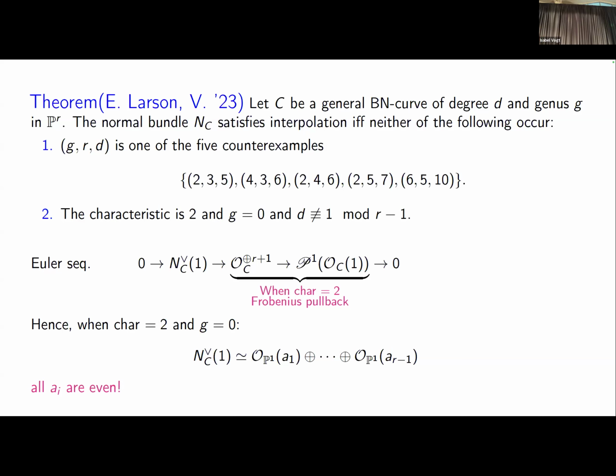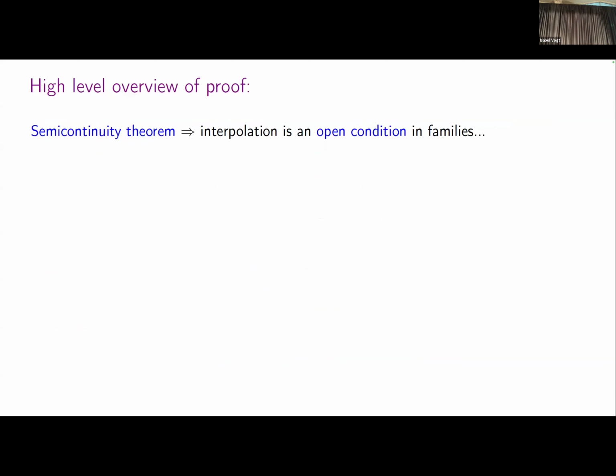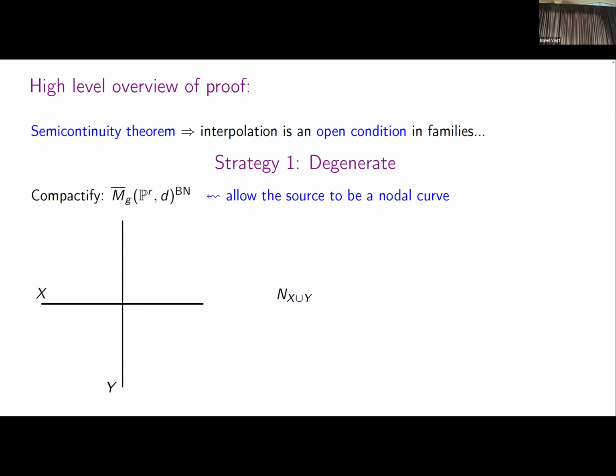I would just like to take a few more minutes and tell you the very high-level overview of the proof. The semi-continuity theorem says that interpolation is an open condition in families, right? It's something about cohomology vanishing. So it's an open condition, which says that we are free to degenerate. We're free to break our curve. So I'm going to move to the boundary of the moduli space.